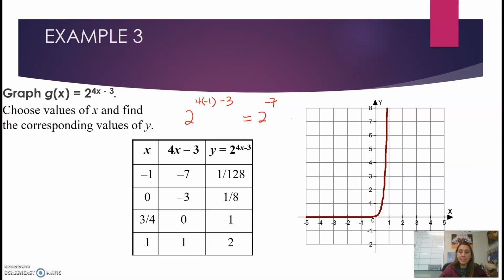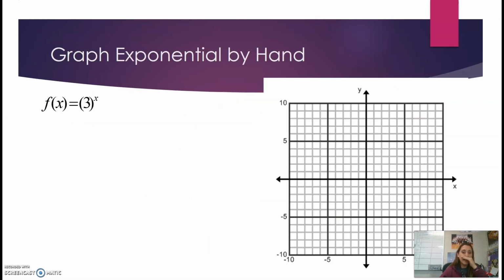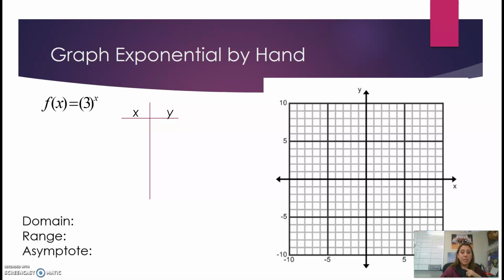So when we look at that, we have the same thing. Again, my domain is negative infinity to positive infinity. My range is 0 to infinity, and my asymptote is y equals 0. So go ahead and graph this by hand. You're going to want to create a table. You're going to want to find the domain, range, and asymptote. And this is something that you should do on your own. So go ahead and hit pause and do that.